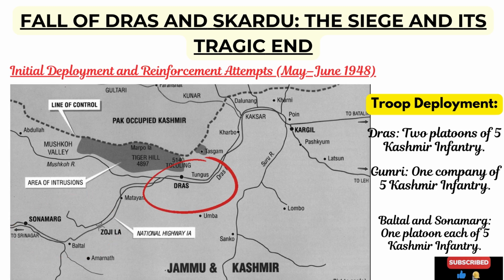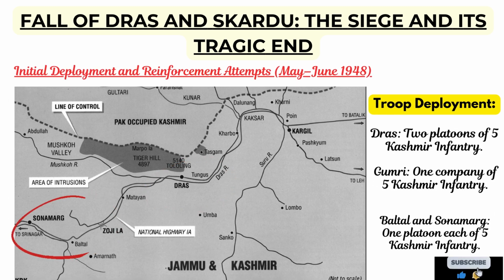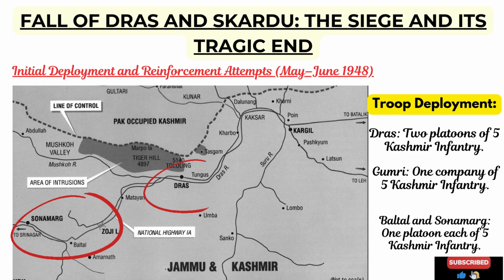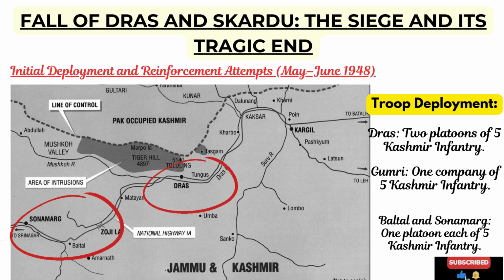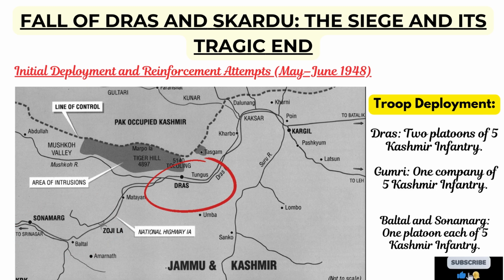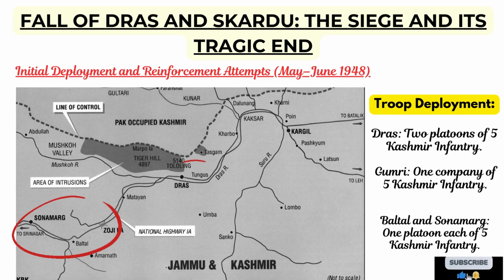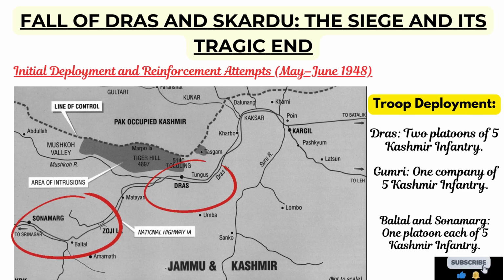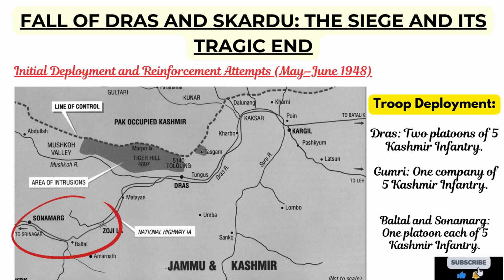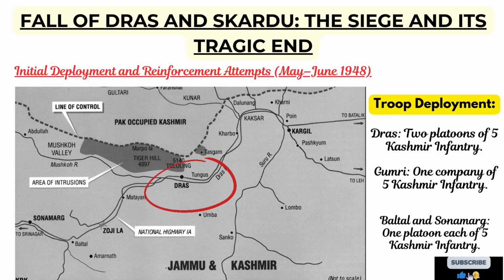The lack of centralized deployment left strategic locations like Dras and Skardu vulnerable to raider offensives. The deployment of troops was a clear indication of the challenges the Indian forces faced. Spreading units across difficult terrain left gaps in the defense, which the raiders exploited to their advantage.